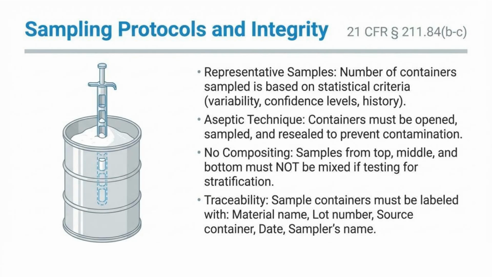Once in quarantine, we move to sampling. We must collect representative samples using aseptic techniques to prevent contamination. If testing for stratification, do not mix samples. Every sample container must be meticulously labeled to maintain the chain of custody.